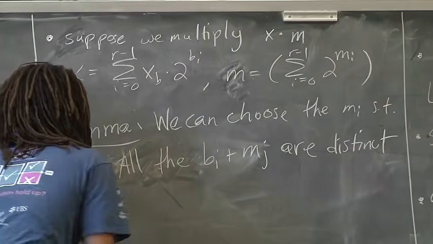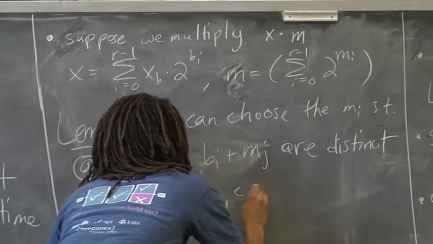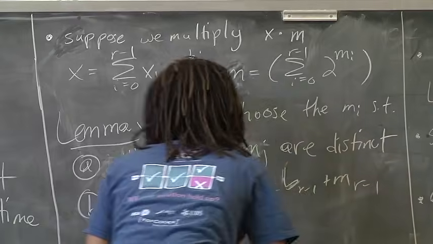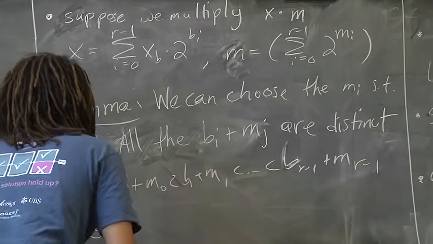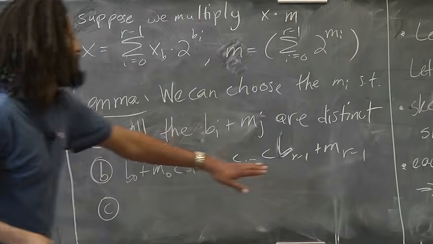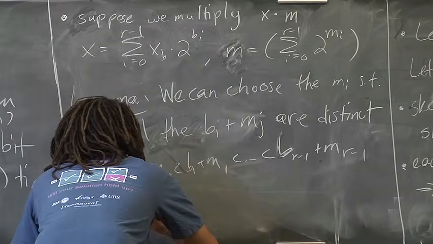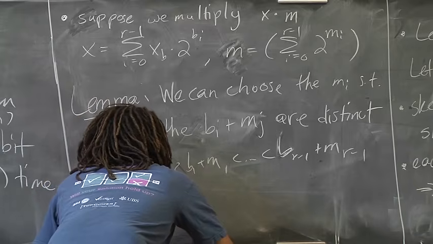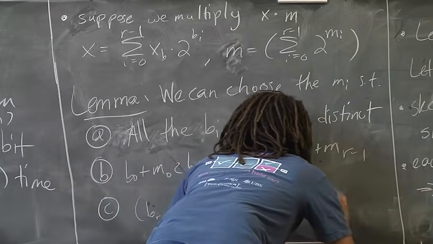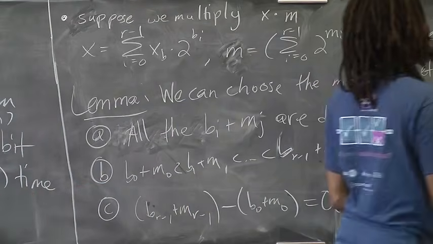B, b_0 plus m_0 is less than b_1 plus m_1, is less than dot dot dot, is less than b_{r-1} plus m_{r-1}. And C, if we look at the range, how many bits are spanned from the biggest index to the smallest index, that's going to be r to the fourth. So b_{r-1} plus m_{r-1} minus b_0 plus m_0 should be O of r to the fourth. Before I prove the lemma, I just want to say why this is going to be relevant for us.